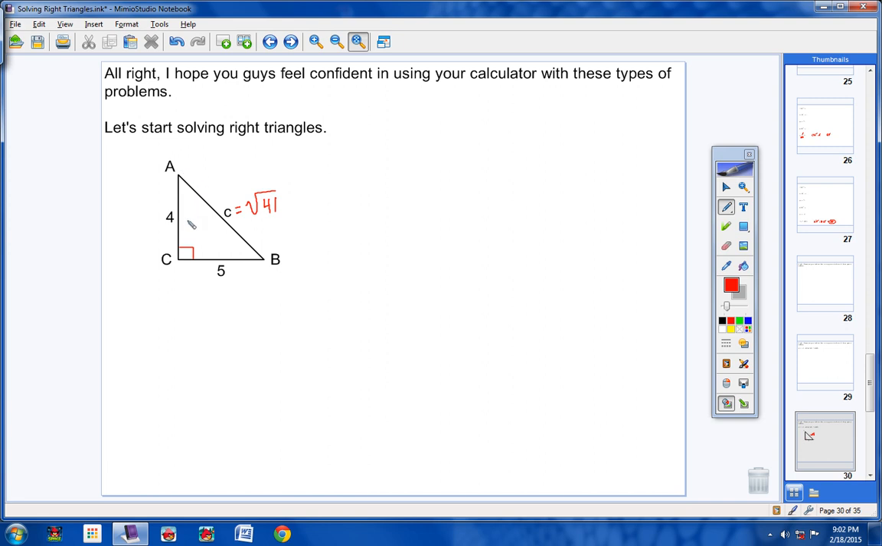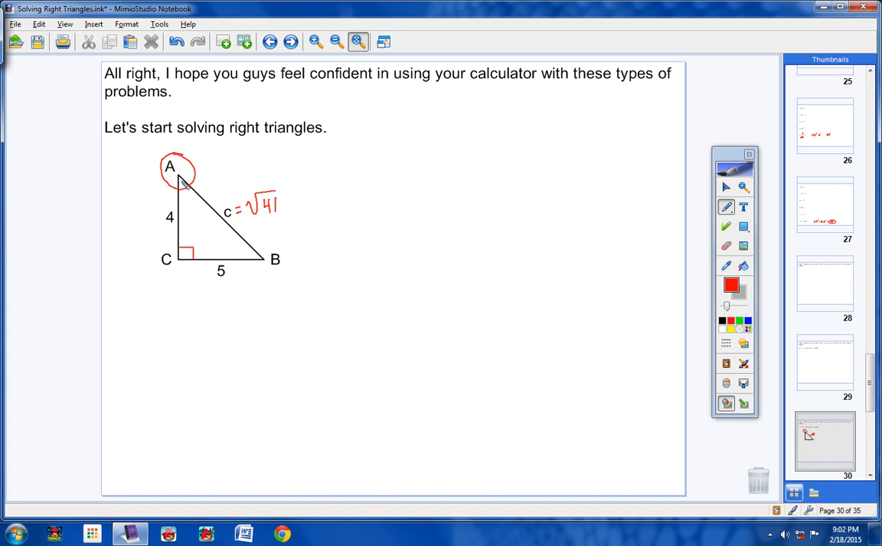What angle do you want to solve for first? You can solve for A or B, it does not matter. So I'm going to choose one, and we're all going to solve for the same angle. But remember, it doesn't matter, so you really can solve for any angle you want to first. I'm going to start with the angle A, alright?